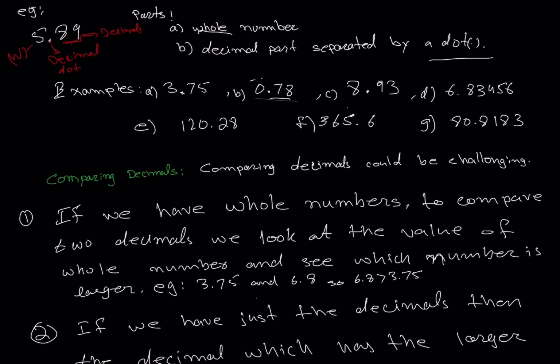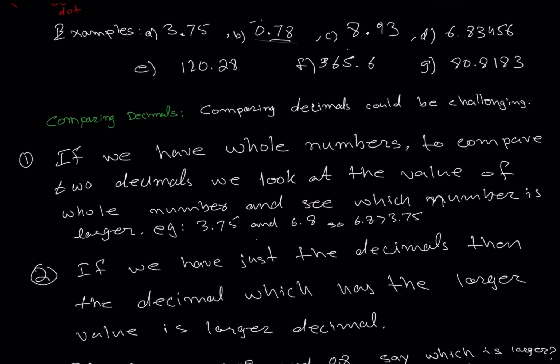So we know what decimals are, and there has to be some way to compare these decimals. So how do we compare decimal numbers? There are two ways to do it. If we have whole numbers to compare, we look at the value of the whole numbers and see which number is larger. For example, 3.75 and 6.8. If the decimal consists of a whole number, then we compare the whole numbers and see which is bigger. So in this case 3.75 versus 6.8, we know 6 is bigger than 3, so 6.8 is automatically the larger number.